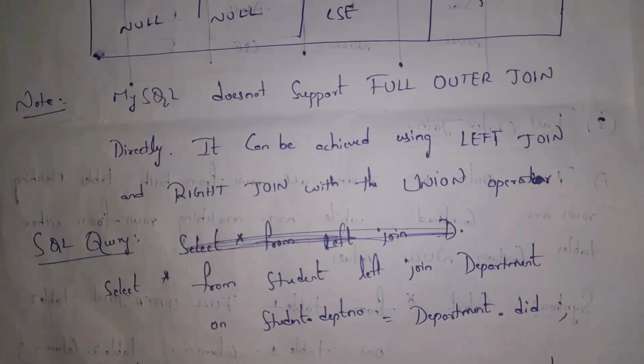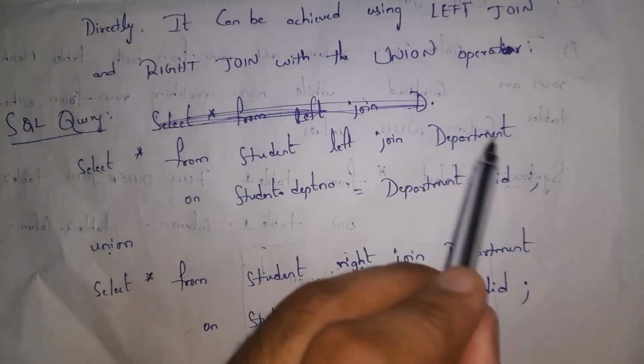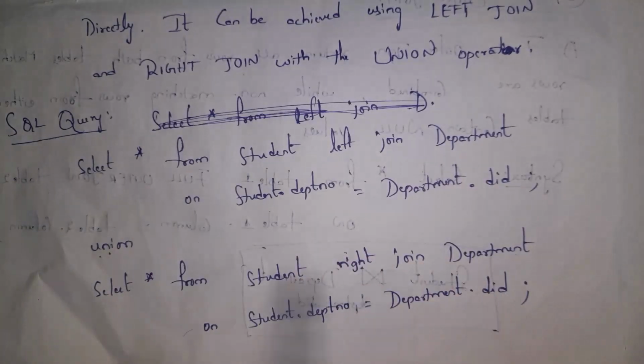Guys, MySQL software will not support full outer join operation. So if you want to perform full outer join operation in MySQL software, you can use union operator by combining left join and right join. Left outer join operation, union, right outer join operation. So if you want to perform full join operation in MySQL software, you can use union operator by combining left and right outer joins.